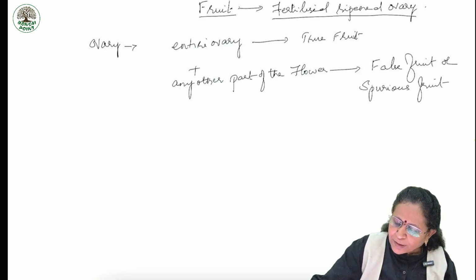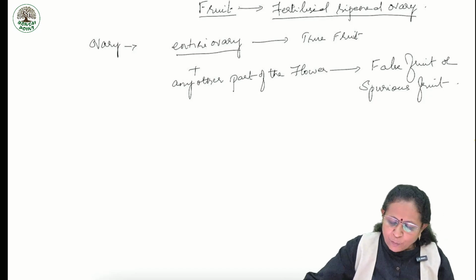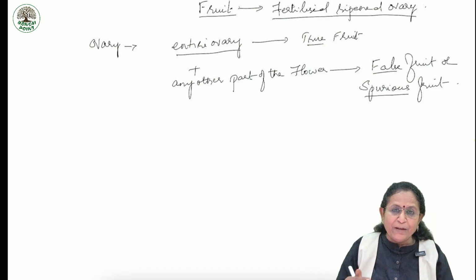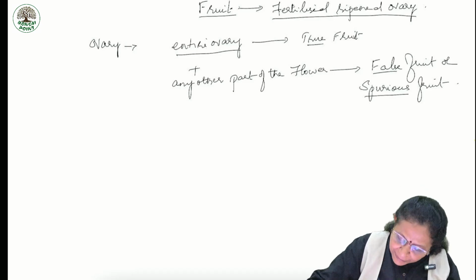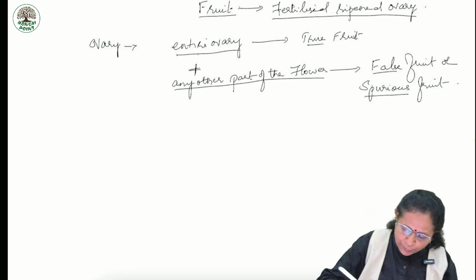Okay. What is a true fruit? Fruit developing from entire ovary only. What is a false fruit or spurious fruit? Fruit developing from any other part of the flower including ovary. That is what I have told here. Entire ovary plus any other part of the flower is said to be false fruit.